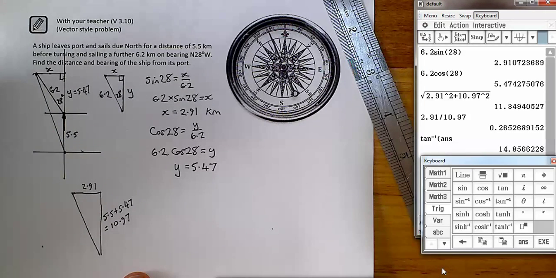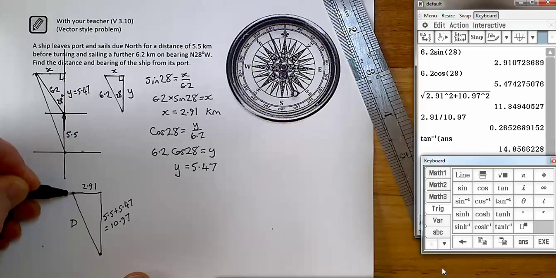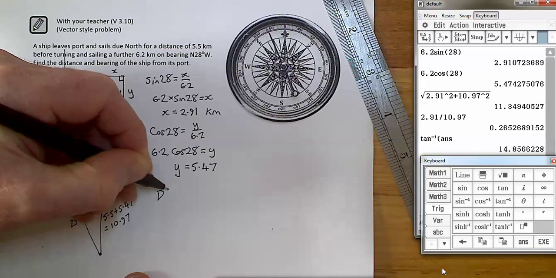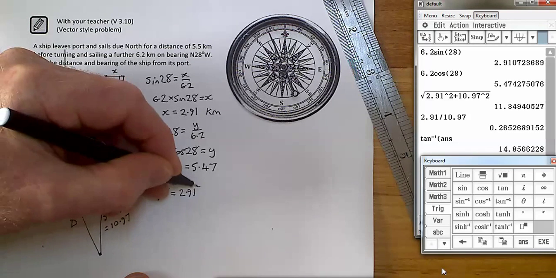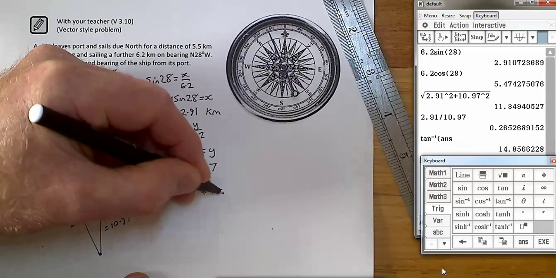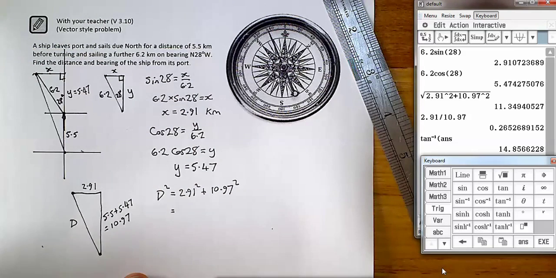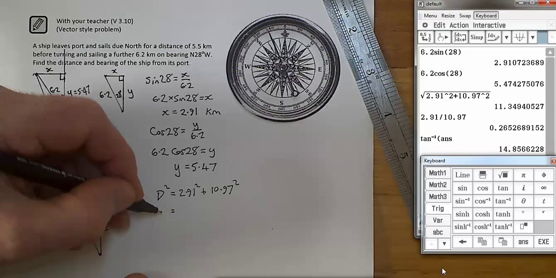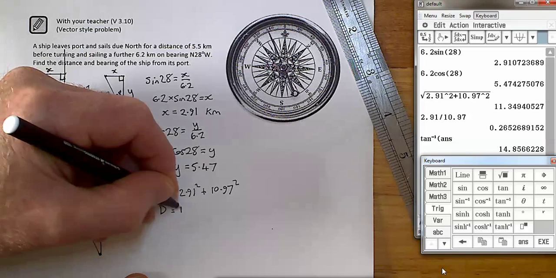That means I can use that information to work out the distance d that the boat is from port. That's what we're trying to work out. So I could do that by Pythagoras' theorem by saying that d squared equals 2.91 squared plus 10.97 squared. Now you can do a few calculations here yourself. You might have to pop a few steps in between, but you should be able to do Pythagoras' theorem to work out that d equals 11.35 kilometres.